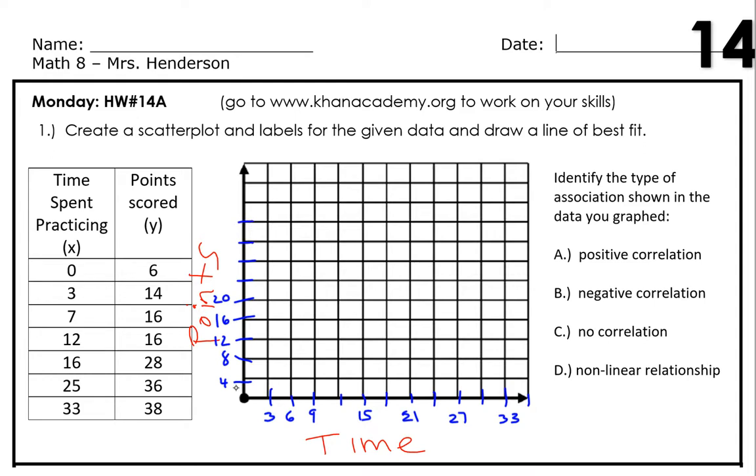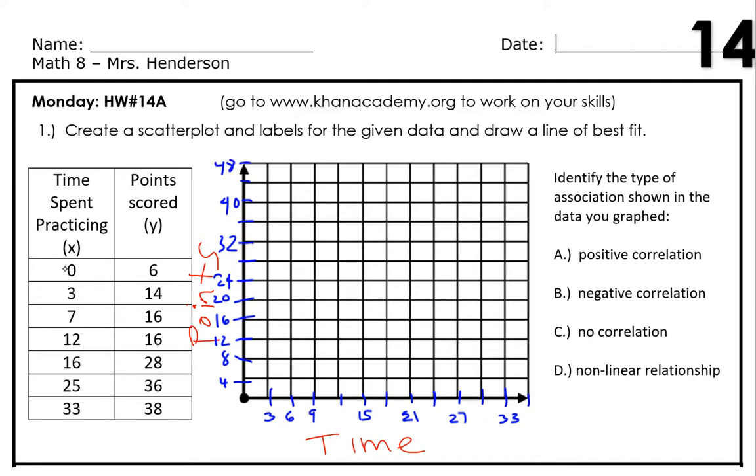Oh wait, I started counting wrong. 4, 8, 12, 16, 20, 24. I started counting by twos all of a sudden. 24, 28, 32, 36, 40, 44, 48. All right, let's start getting some data on here.